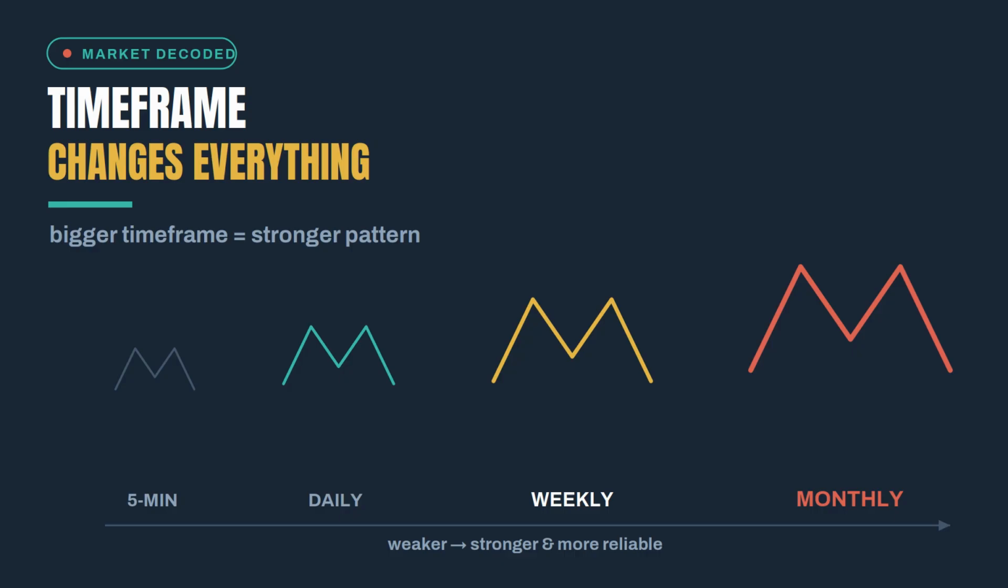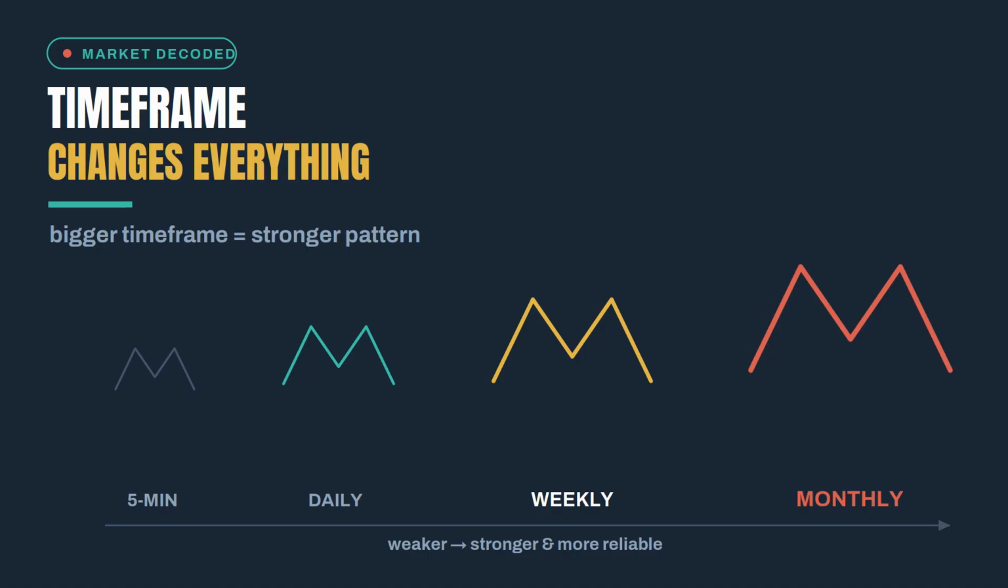Now here's something most beginners never learn, and it changes everything. The time frame matters enormously. This same pattern can appear on a 5-minute chart, a daily chart, a weekly chart, even a monthly one. And the bigger the time frame, the stronger and more reliable the pattern becomes. Why? Because a double top that takes years to form on a monthly chart represents a massive, slow battle between buyers and sellers, huge conviction behind it. A double top that forms in an afternoon on a 5-minute chart is just noise by comparison.